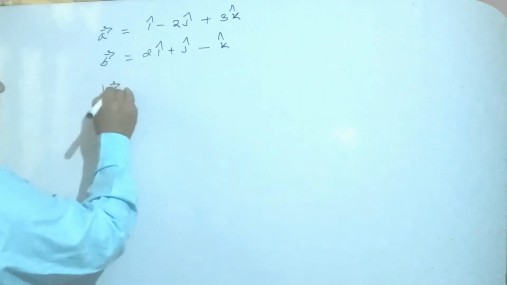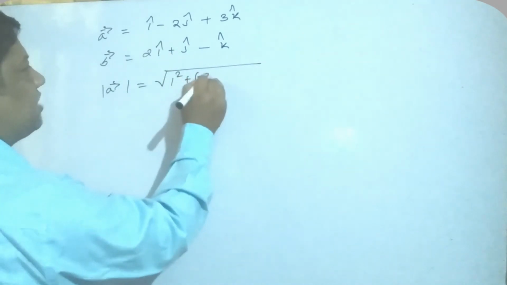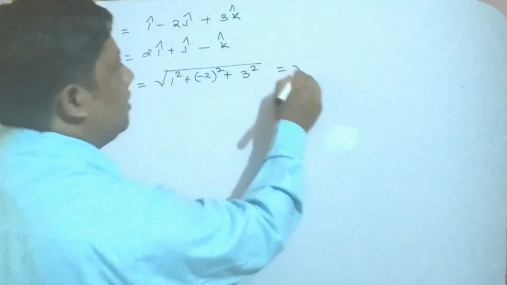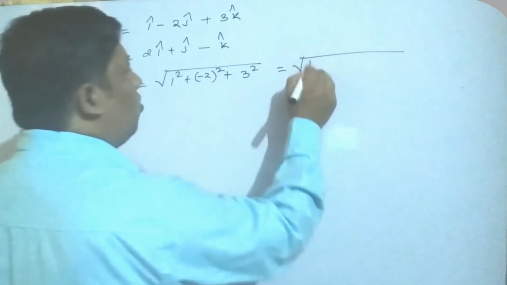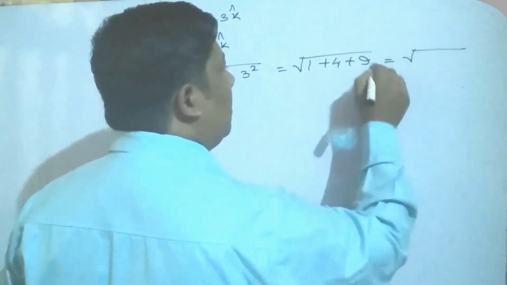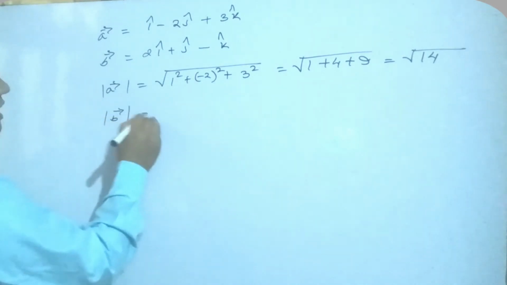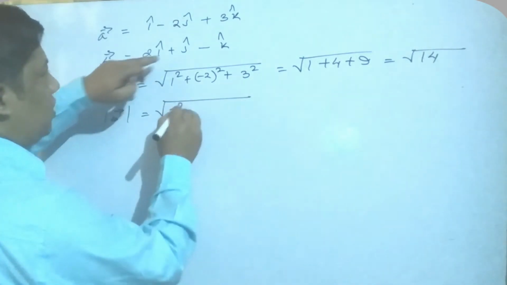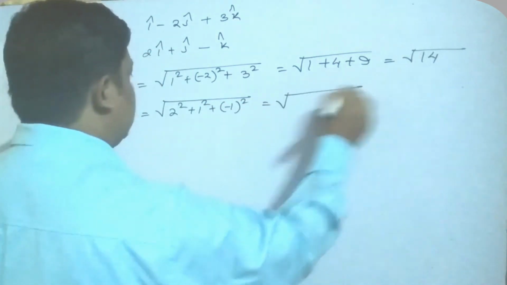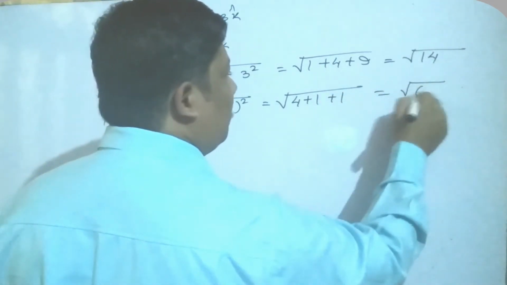At first you have to find the magnitude of A. So the magnitude of A is 1 squared, next minus 2 squared because its coefficient is minus 2, next 3 squared. So I get 1 plus 4 plus 9. So my students, I get root over 14. Next, mod of B is given by 2 squared plus 1 squared plus minus 1 squared. So I get 4 plus 1 plus 1, so I get root 6.